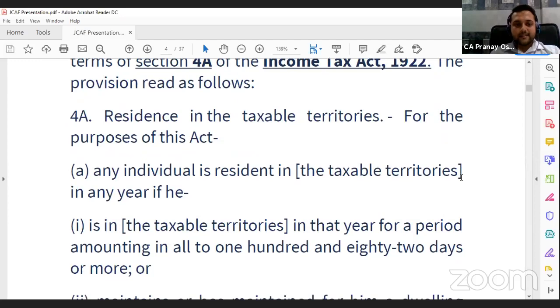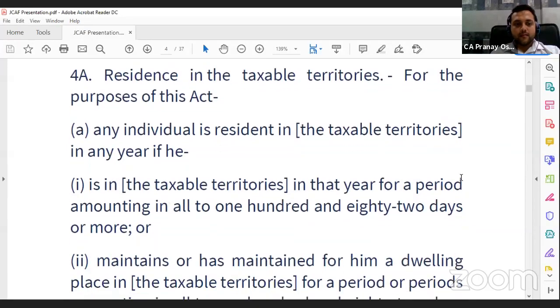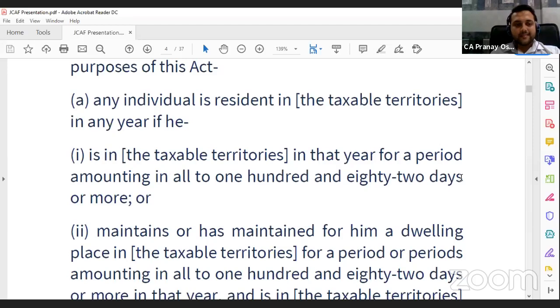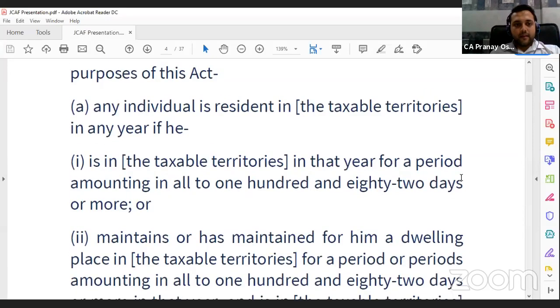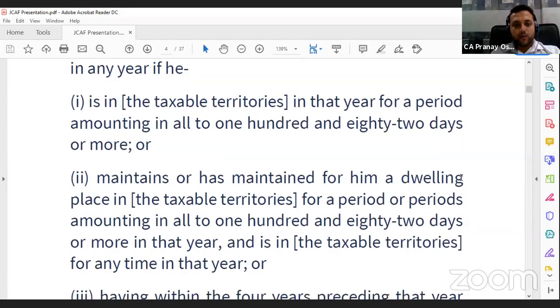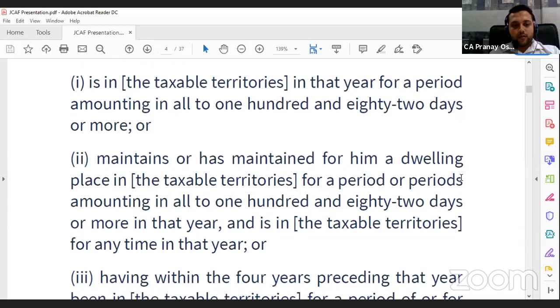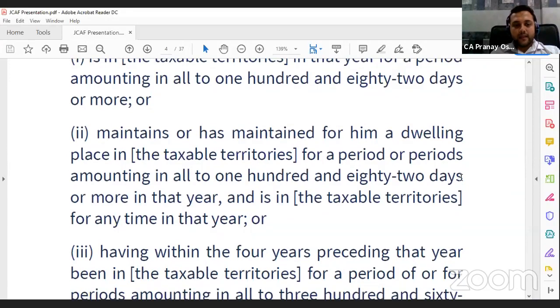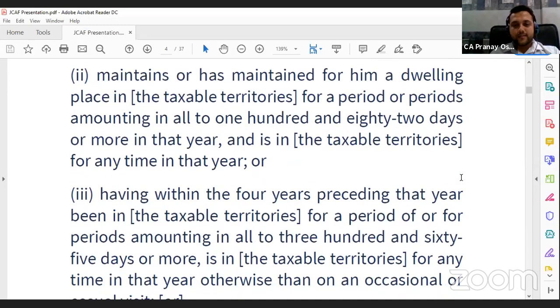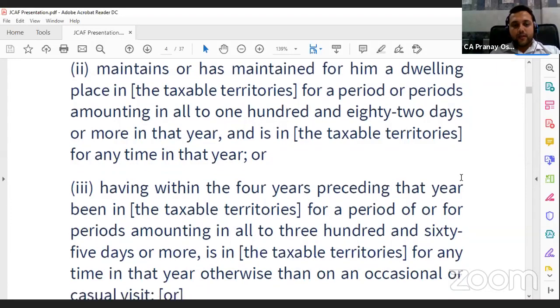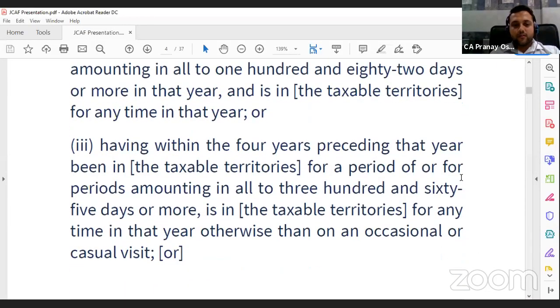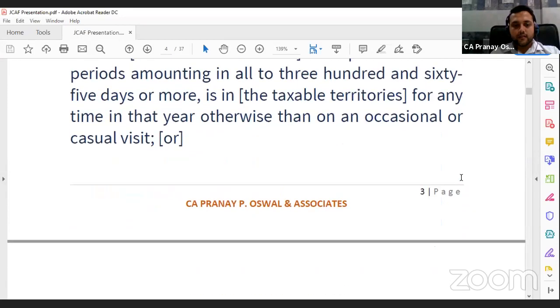An individual is resident in the taxable territories in any year if he, now there are four provisions which determine the taxable residential status, is in the taxable territory in that year for a period amounting in all to 182 days or more, or maintains or has maintained for him a dwelling place in the taxable territory for a period or periods amounting in all to 182 days or more in that year, and is in the taxable territories for any time in that year, or having within the 4 years preceding that year been in the taxable territories for a period or periods amounting in all to 365 days or more, is in the taxable territories for any time in that year, otherwise than an occasional or casual visit.